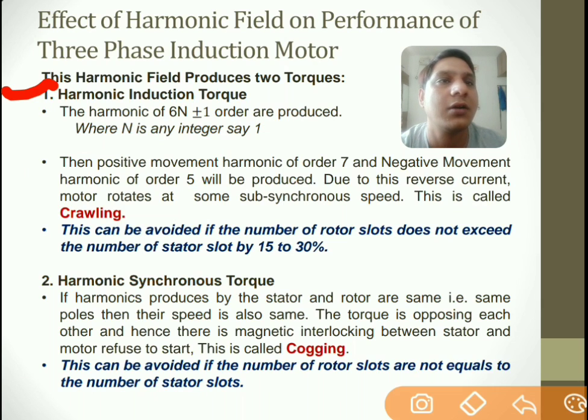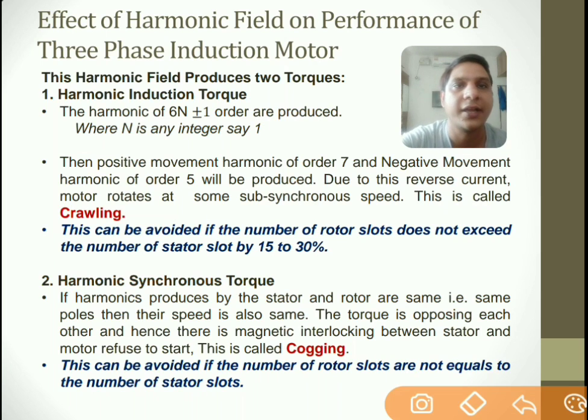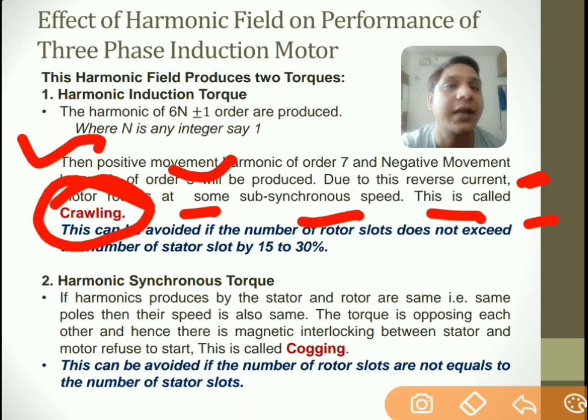This harmonic induction torque is of the order 6n plus minus 1, where n is any integer. Say we'll consider n equal to 1. Then the harmonic of the order 6n plus minus 1 means 6 plus minus 1, so harmonic of the order 7 or harmonic of the order 5. With that consideration, say n is equal to 1, we can say the positive sequence harmonic of order 7 and negative sequence harmonic of order 5 will be produced. Due to this reverse current, the motor rotates at some subsynchronous speed, and that phenomenon we are calling crawling.